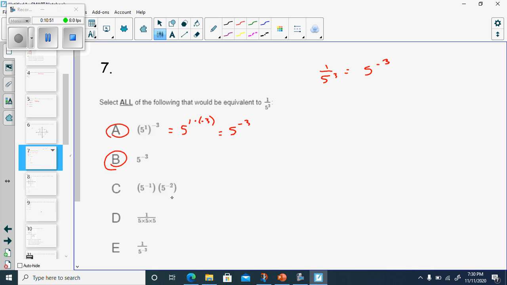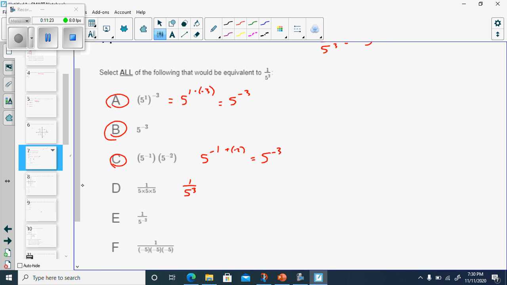If I have the same base and I multiply, I add the exponents. That would be 5 to the negative 1 plus negative 2, or 5 to the negative 3. This one here is just simply 1 over 5. 5 times 5 times 5 is 5 to the third power, so this is 1 over 5 to the positive third power. So this one doesn't work. And this would be 5 to the positive third power. So that doesn't work. Okay?